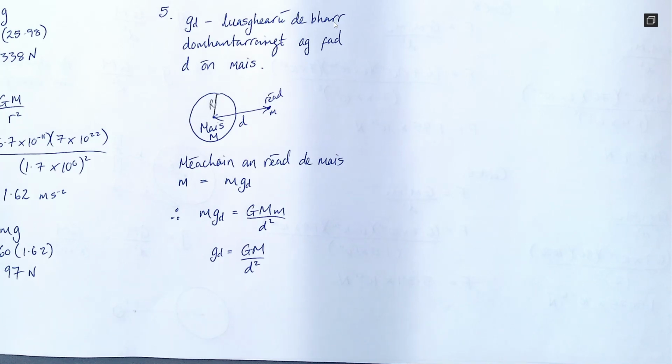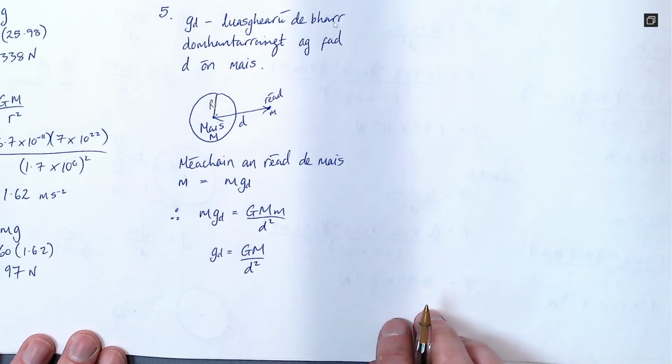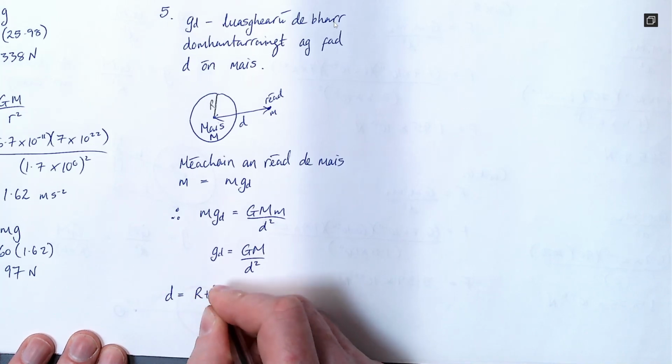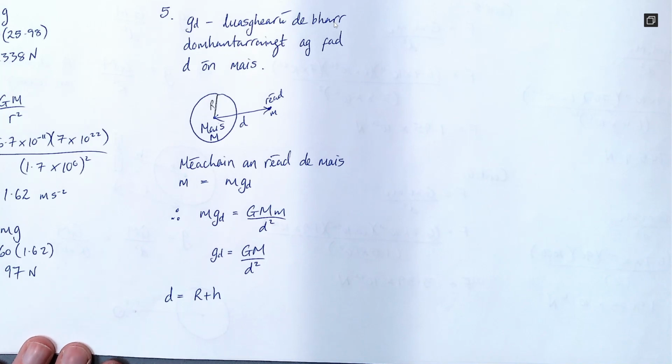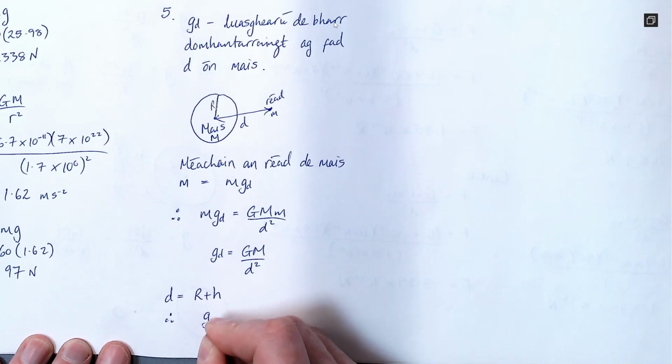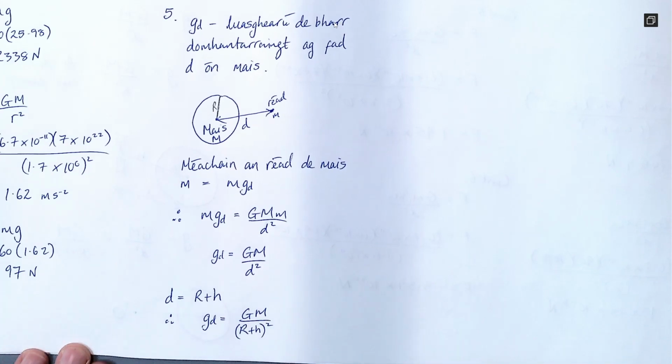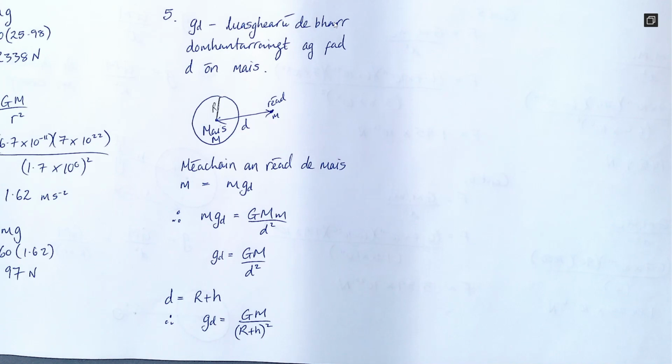Now, derive a formula for the acceleration due to gravity at a height h above the surface of the planet. Now d is equal to R plus h, that's the height plus the radius of the planet. So g_d equals G M over (R plus h) squared.